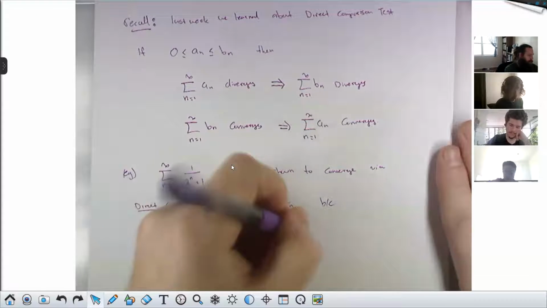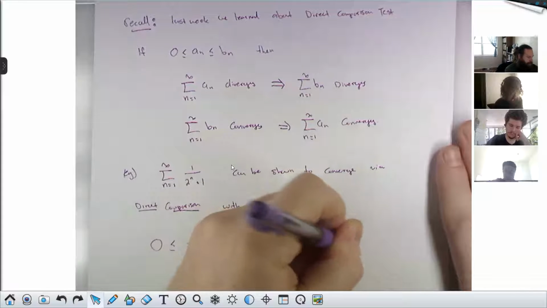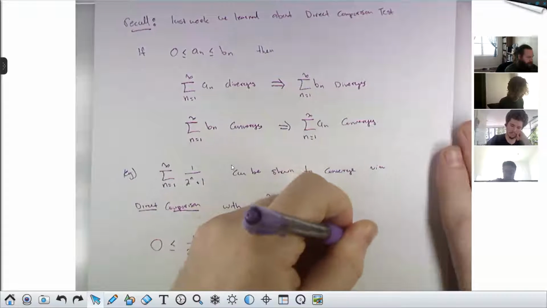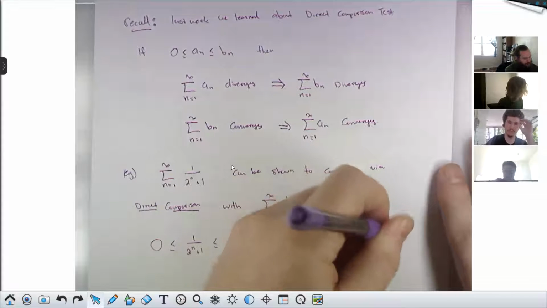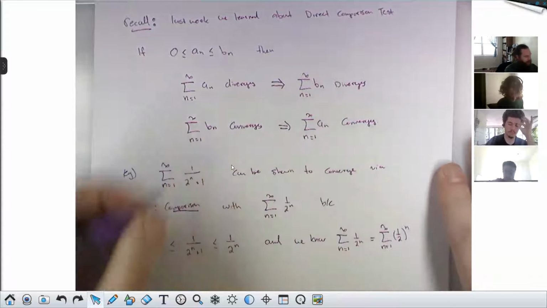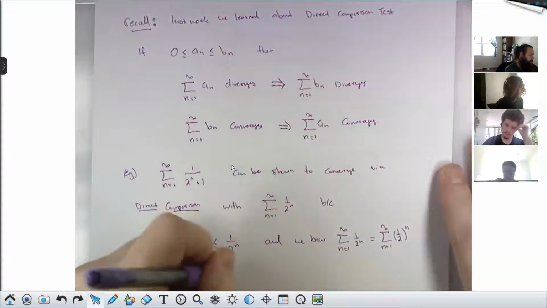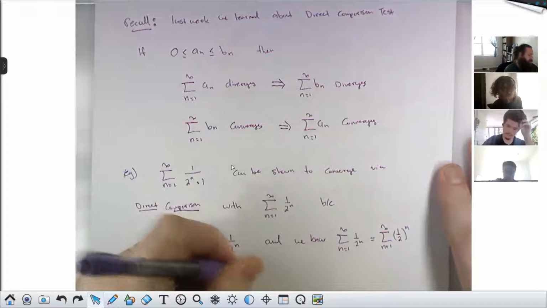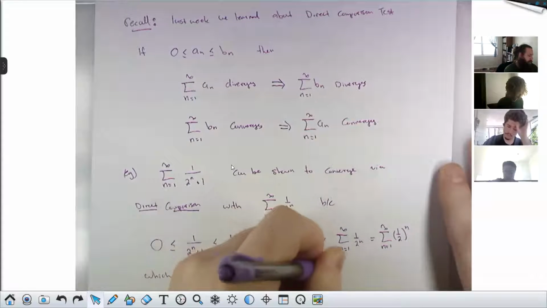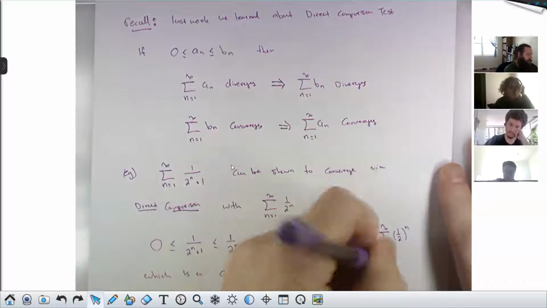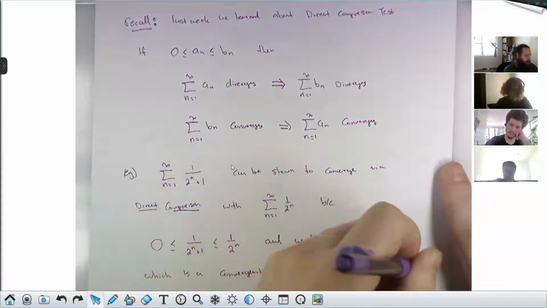And we know that sigma n from 1 to infinity, 1 over 2 to the n, is the same as sigma n from 1 to infinity, (1/2) to the n, which is a convergent geometric series with the absolute value of r there being the absolute value of 1/2, which is 1/2, which is less than 1.